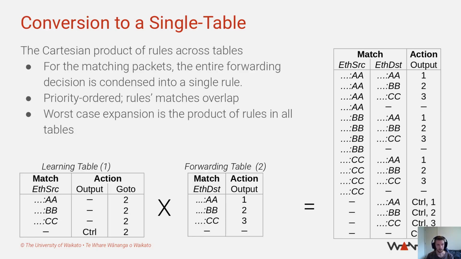For conversion to a single table, we do that by taking the Cartesian product of the rules across the tables. And this is very helpful because it means that forwarding decisions that were originally represented by multiple rules spread across multiple tables are now represented in a single rule. These rules do remain priority ordered and will have overlapping matches, and there can be a worst case expansion of the product of all rules in all tables in this process.